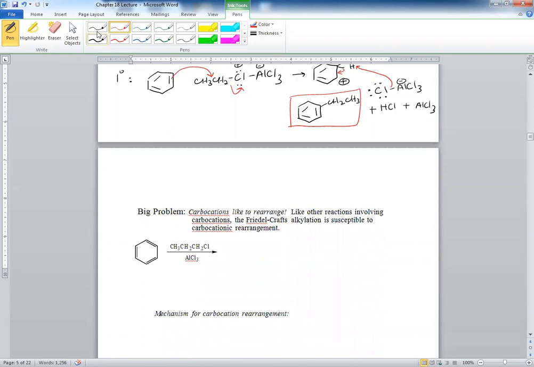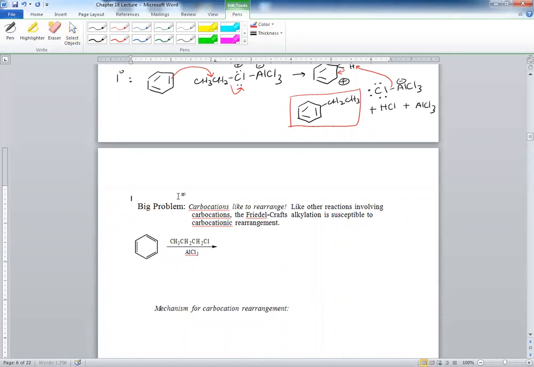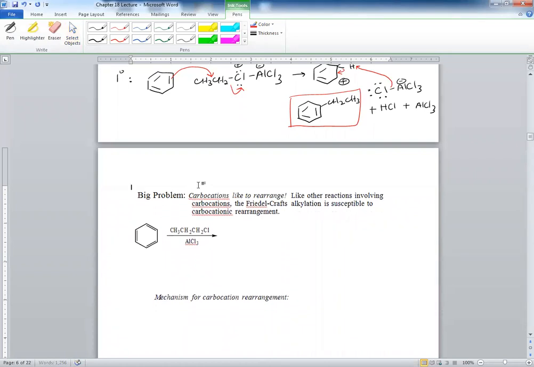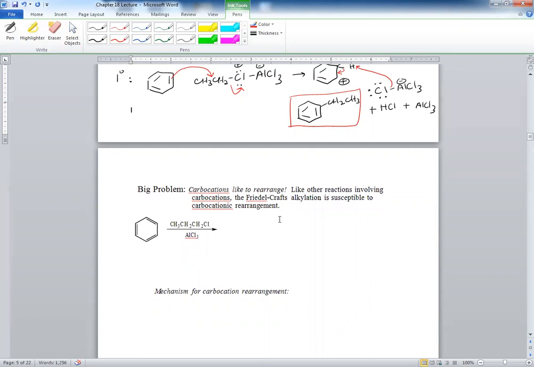In fact, it could be a big problem, is that carbocations like to rearrange. If you recall that from organic 1, there was a methyl shift or a hydride shift, specifically hydride shift. So Friedel-Crafts is susceptible to this carbocation rearrangement. And let's look at an example right here.